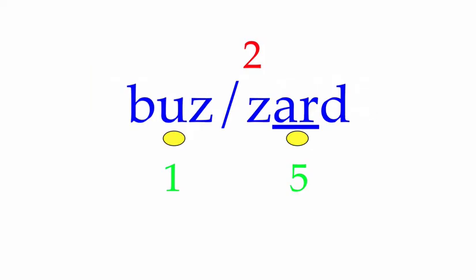Zard, 3 sounds. Z, r, d. Buzz, zard. Mark the word. Buzzard. Flutter. The butterfly did flutter in the air. Flutter. Flut, 4 sounds. F, l, t.